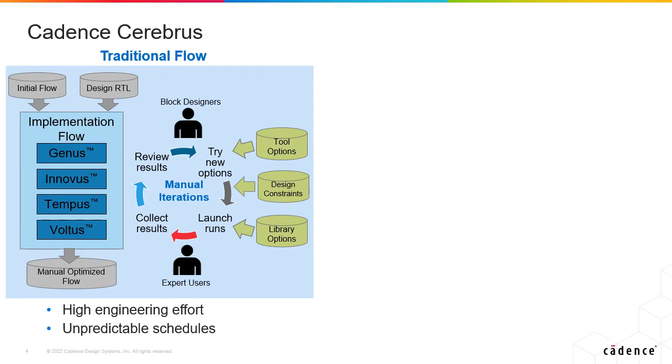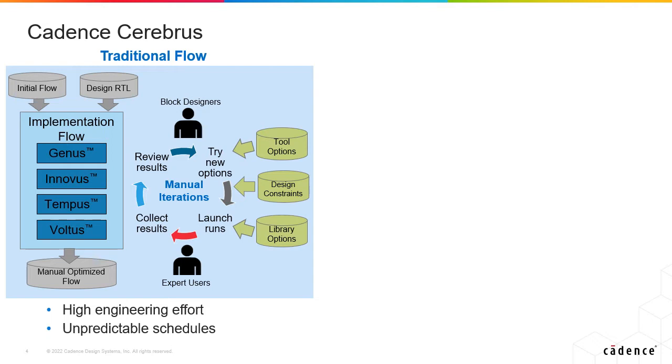Let's first look at the traditional flow. When an engineering team starts a new design, they often go through a period of optimizing the CAD flow and developing a methodology which is specific to the design they are implementing. The implementation flow is also dependent on the required goals for the design. For example, a low power flow for an IoT kind of device will be very different compared to a high performance CPU flow. Today this process is very manual.